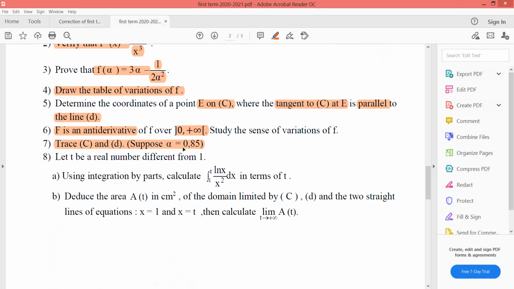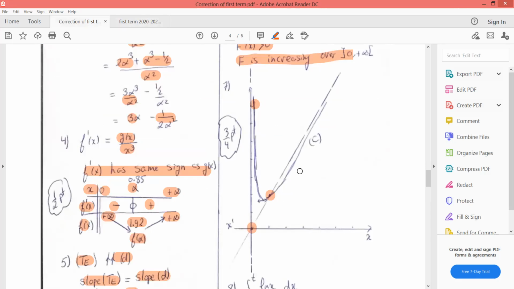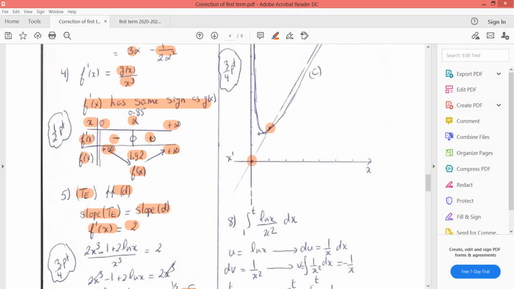Let t be a real number different from 1. Using integration by parts, calculate the integral from 1 to t of ln x over x squared in terms of t. What is the rule for integration by parts?